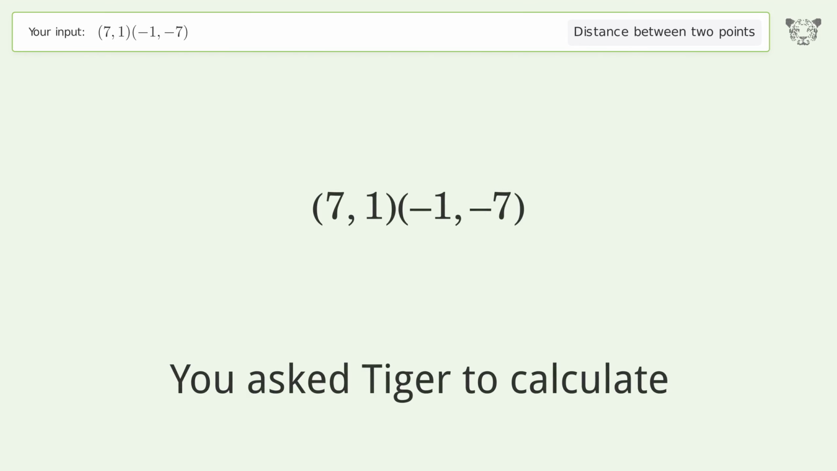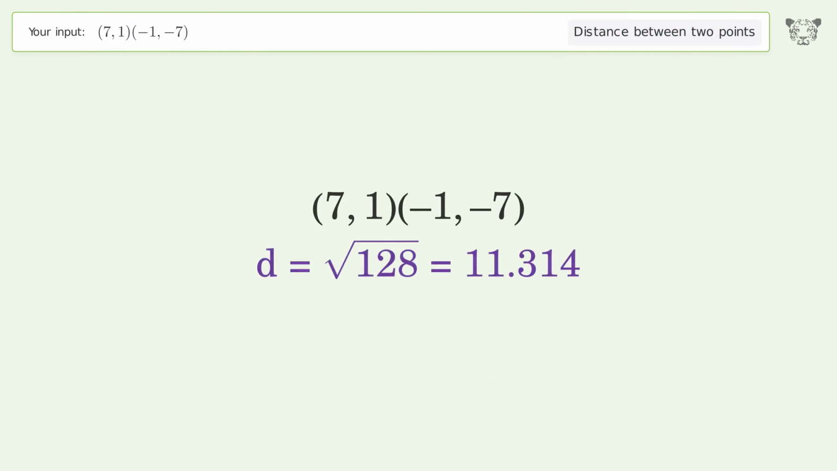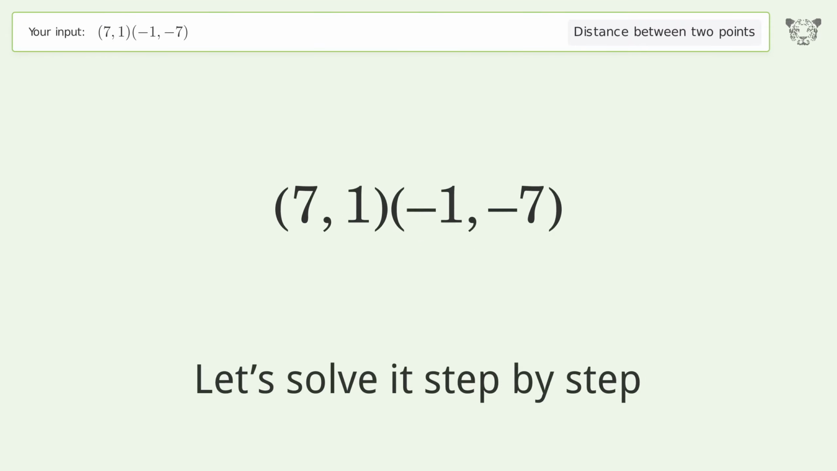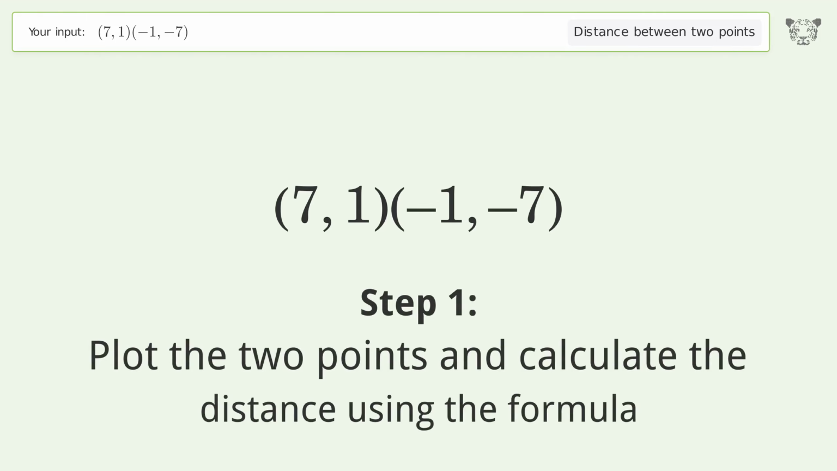You ask Tiger to calculate. This deals with the distance between 2 points. The distance between the 2 points is the square root of 128, or 11.314. Let's solve it step by step. Plot the 2 points and calculate the distance using the formula.